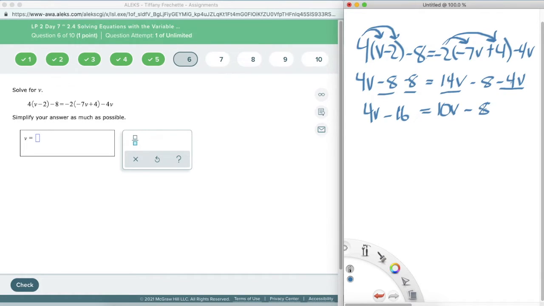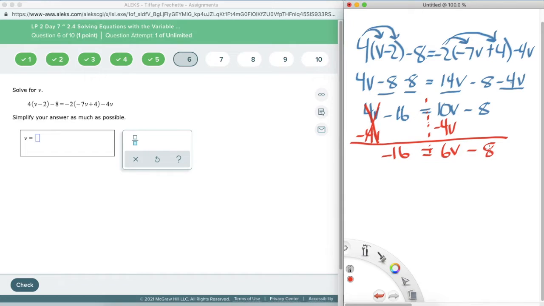We do need to bring those variables together. So we're in the solving stage now. We've simplified as far as we can go, so we're going to start to solve this. So I'm going to bring the variables together. Again, like I said, I like to try to move them in a way that they're positive. So instead of moving 10v, I'm going to move the 4v. It's a positive 4v, so I'm going to subtract 4v from both sides like this. So 4v minus 4v cancels. Negative 16 comes down. 10v minus 4v is 6v. And then negative 8 comes down, not 8v.